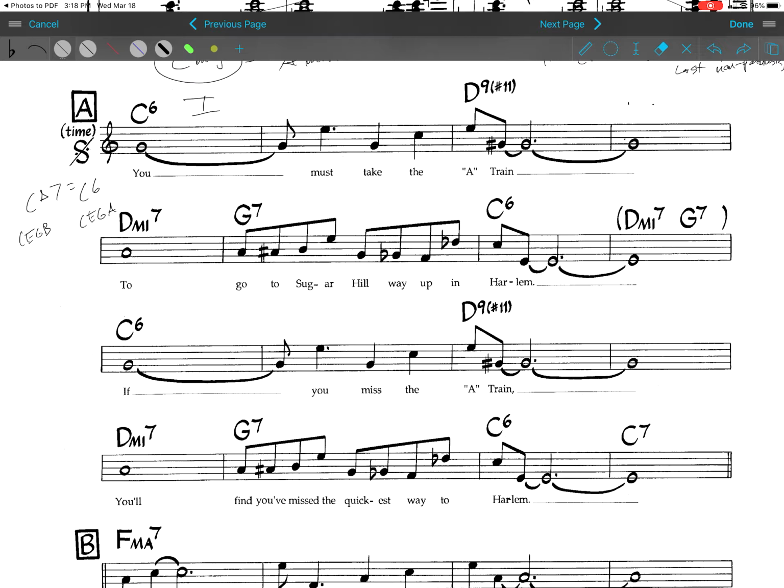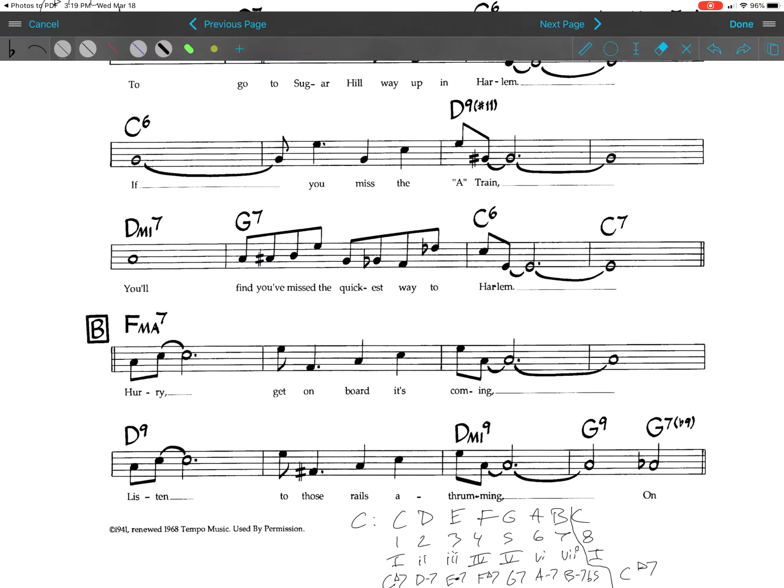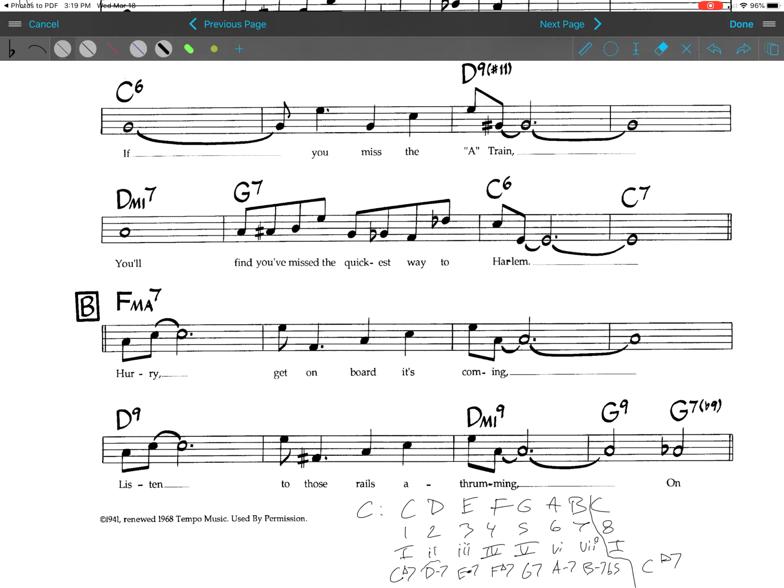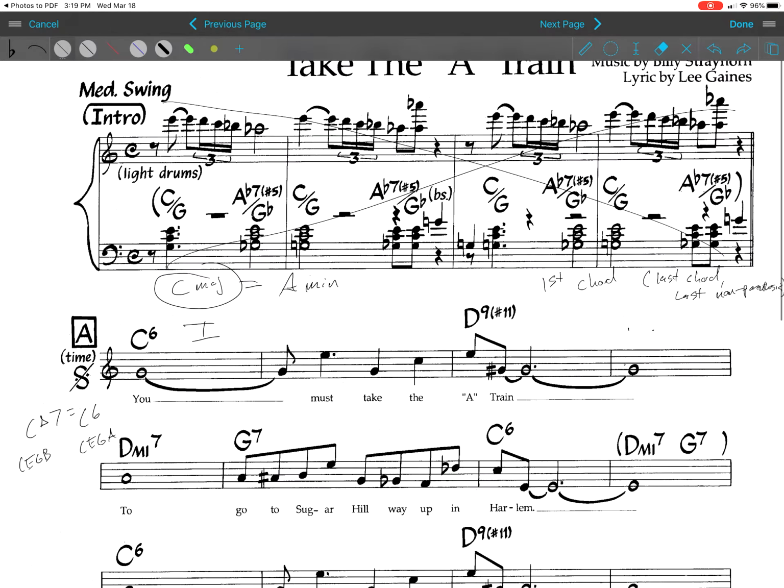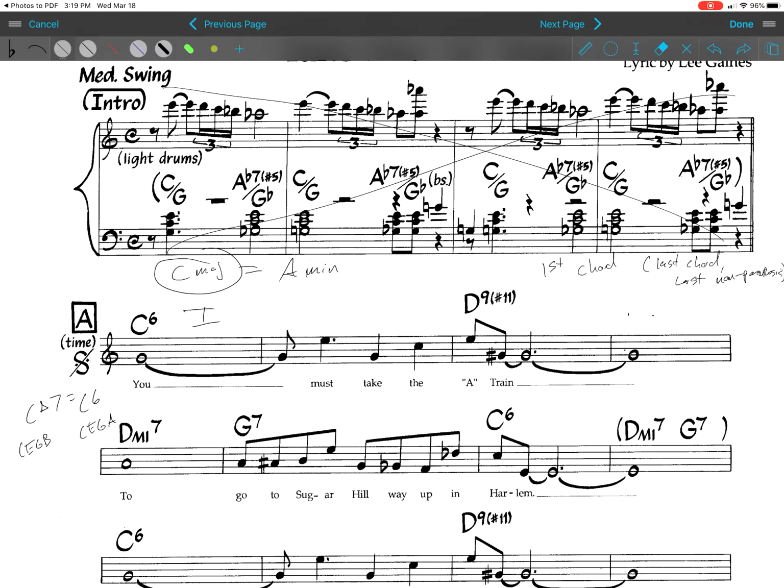Okay. Here's where things get interesting. My next chord is D9 with a sharp 11, okay? If we looked at it in our graph, our 2 chord is supposed to be a minor 7 chord, okay? But we don't have that. We have no minus sign, which means this is dominant. And that's not what it's supposed to be. So I'm going to ignore this and come back to it later.